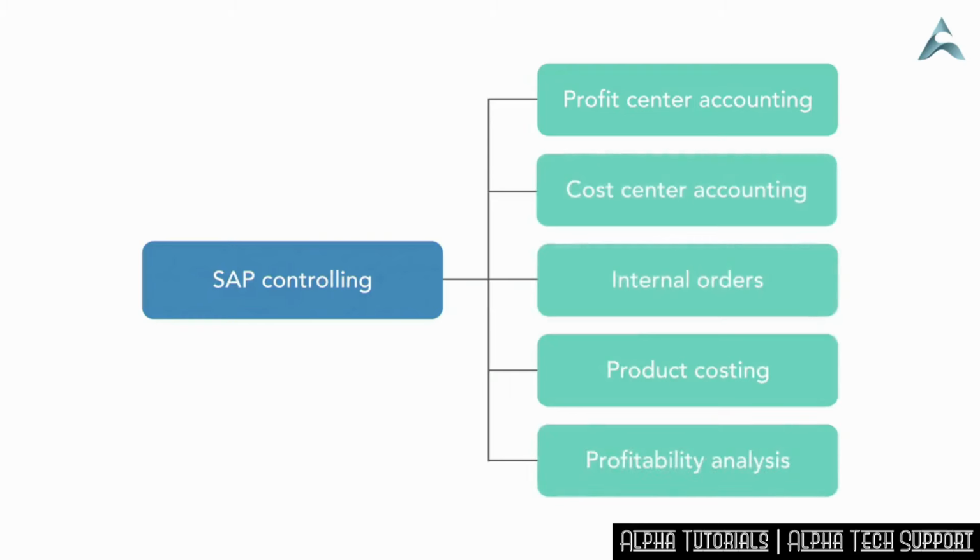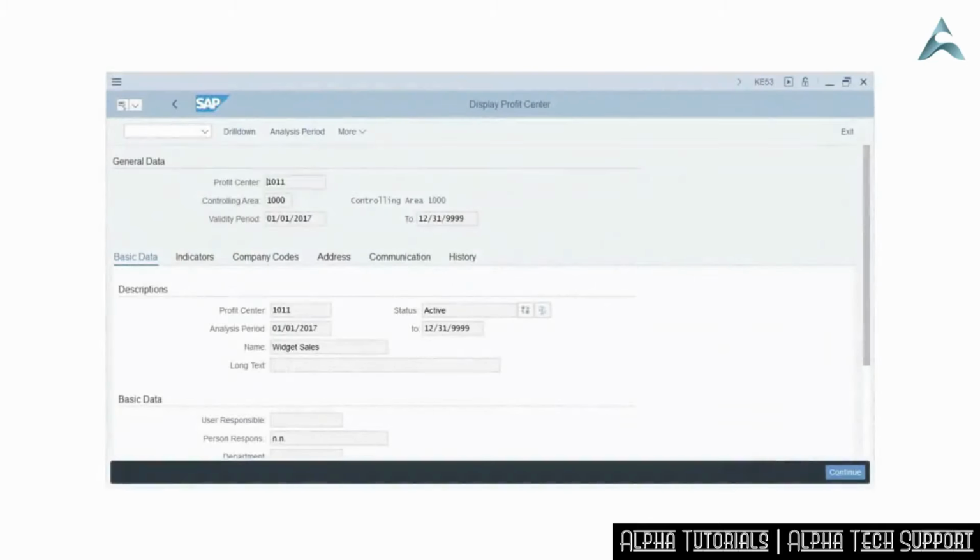and Profitability Analysis. Profit Center Accounting is used to evaluate profit or loss of independent areas within a company instead of looking at a company's profitability as a whole. Let's take a look at a profit center in SAP. This screenshot displays a profit center called Widget Sales. It shows the profit center number, the controlling area, and the validity date. As you can see, there is no end date for this specific profit center.